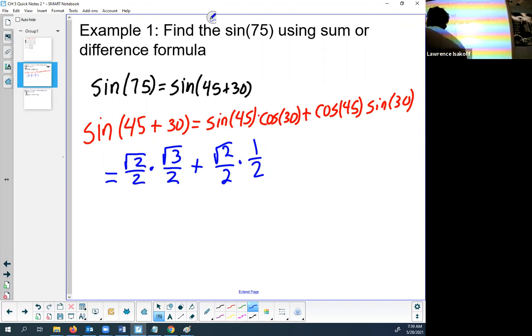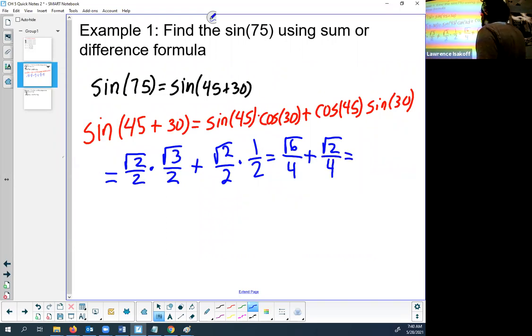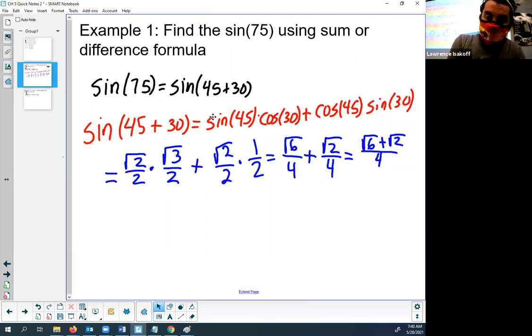So now this is just a matter of simplifying here. Root 2 times root 3 gives me the square root of 6 over 4 plus square root of 2 over 4. There's not much I could do here. This is just square root of 6 plus the square root of 2 all over 4. And that's it. That's how we can handle that ourselves, utilizing information we already know.